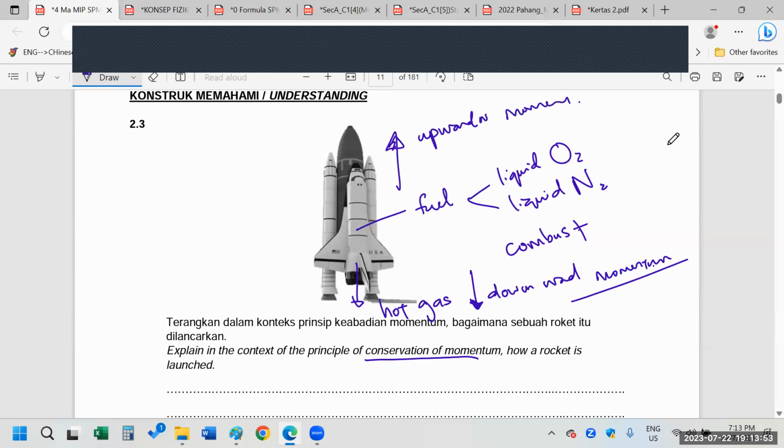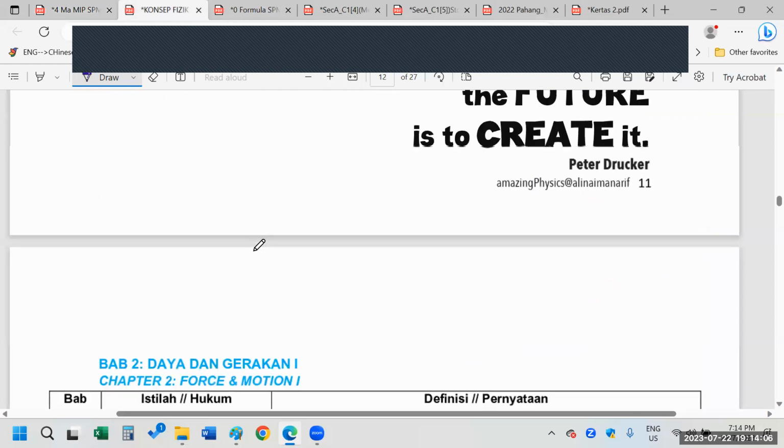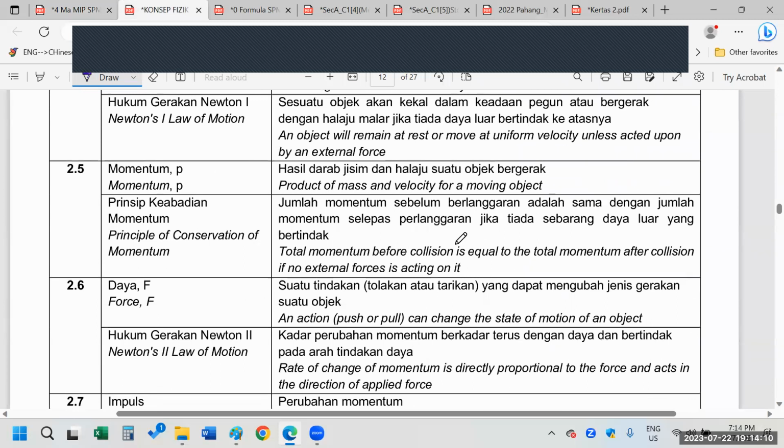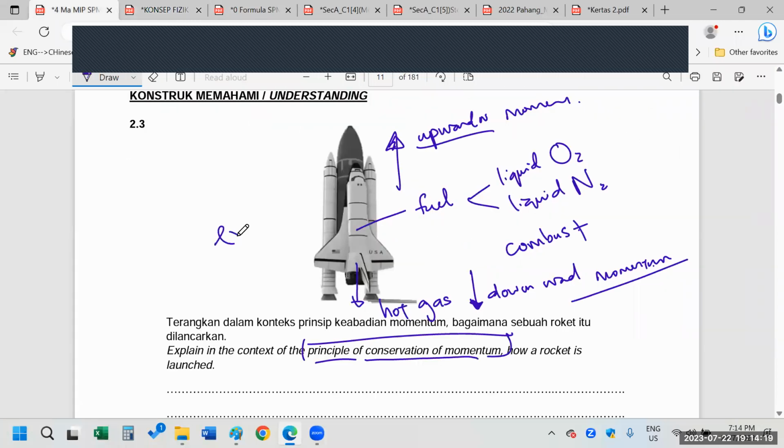then you mention upward momentum. Then you mention that because of downward momentum, it has upward momentum, and you must mention the principle of conservation of momentum. What is that? So you say total momentum before collision, or since this is a rocket, this is called explosion. So just change the sentence.